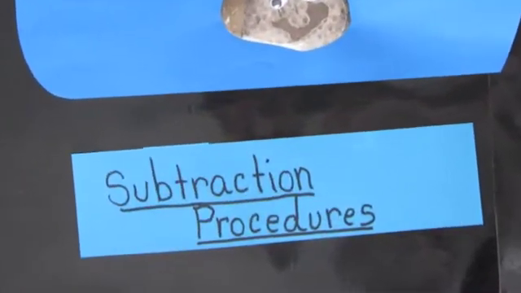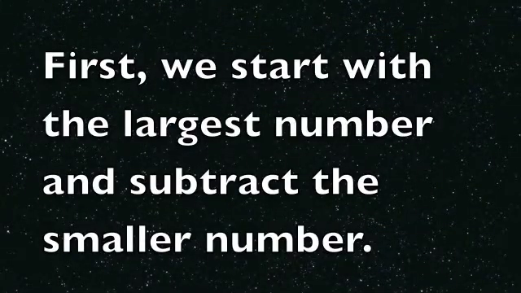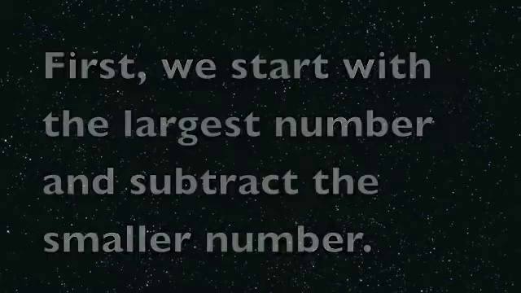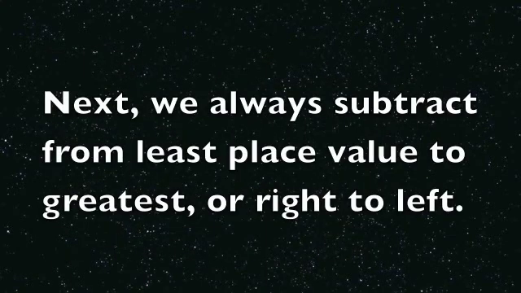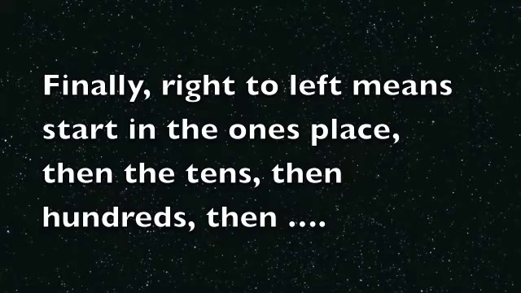And now let's talk about subtraction procedures. Our first procedure is to start with the largest number and subtract the smaller number. Next, we always subtract from least place value to greatest or right to left. And finally, right to left means start in the ones place, then the tens, then the hundreds, then, you guessed it, thousands. You're so great.